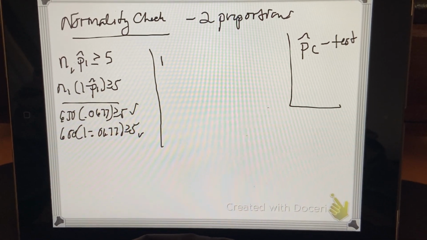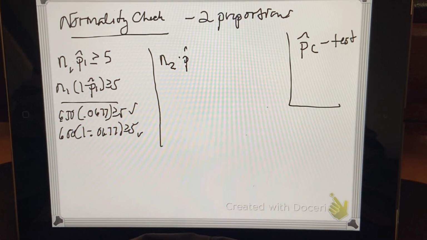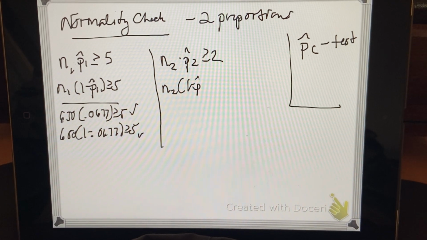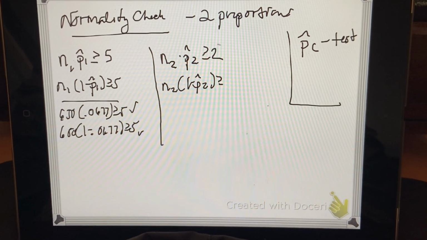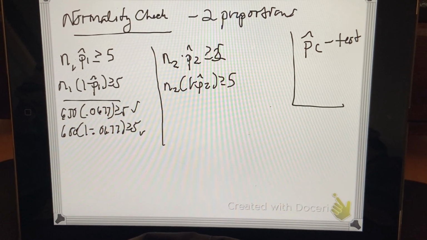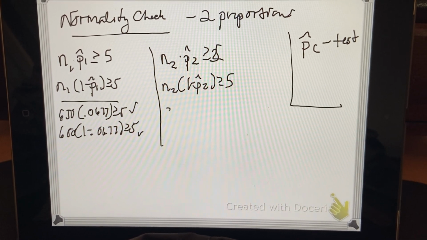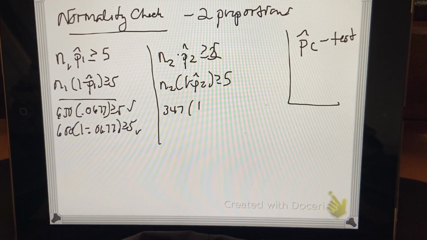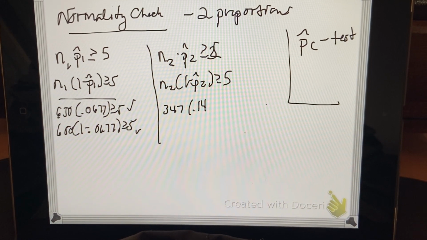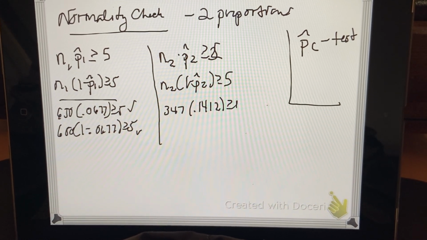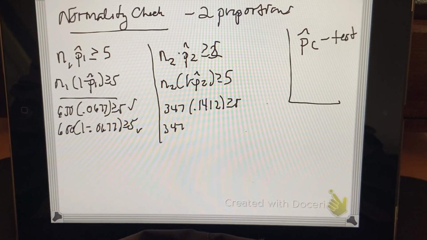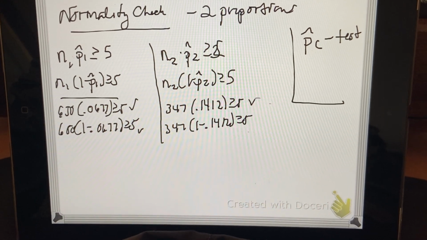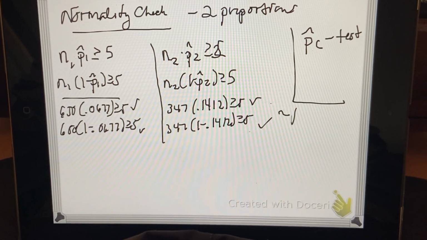And then your second sample, n2 times p-hat 2 and n2 times 1 minus p-hat 2, greater than or equal to 5. Okay, so 347. And remember p-hat 2, 0.1412. And 347 times 1 minus 0.1412. So both of those are going to be fine. Assume normality.